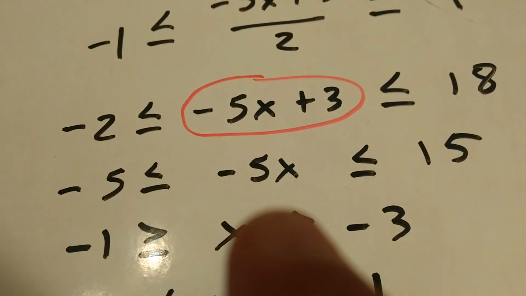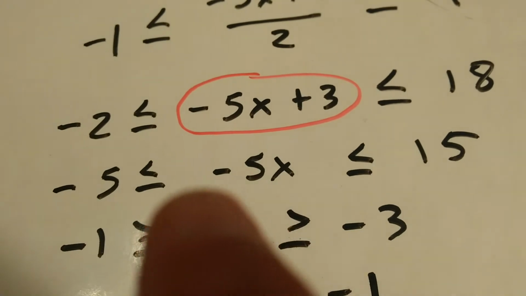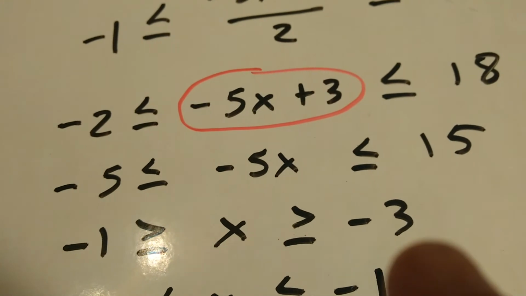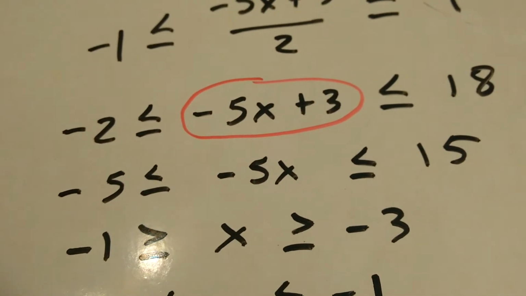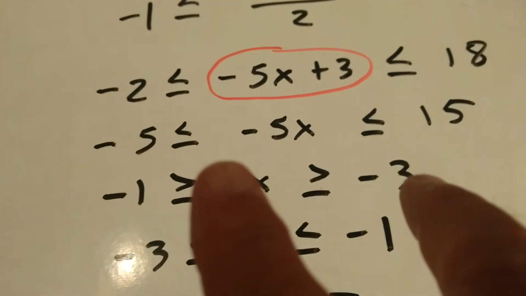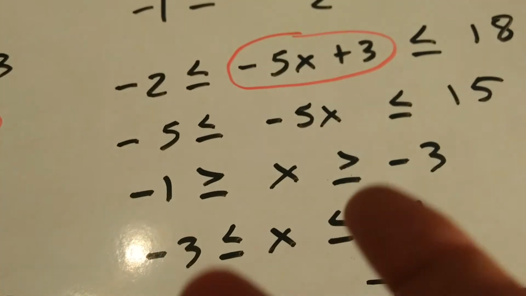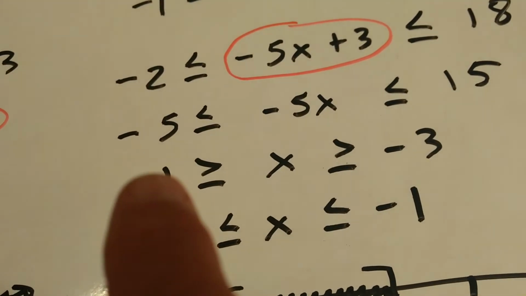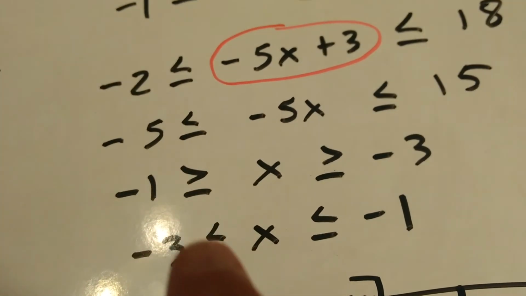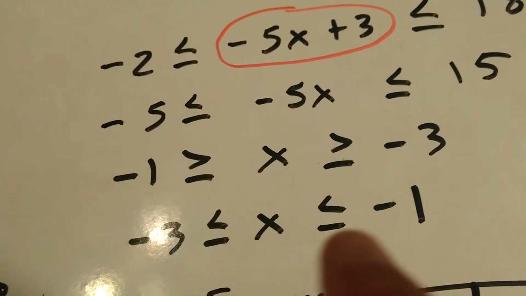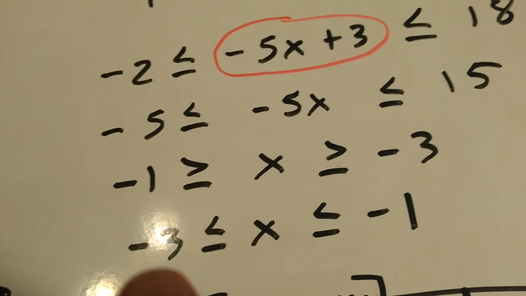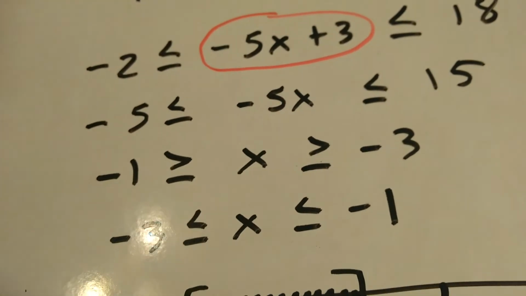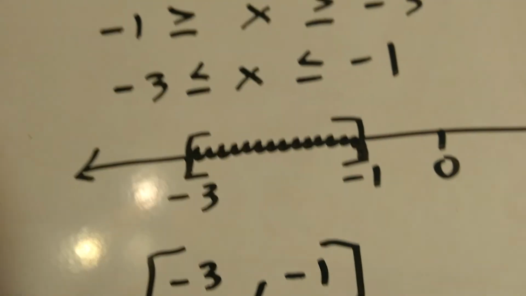Divide by negative 5. Remember, if I divide by a negative, I got to flip the sign. So this now becomes negative 1 greater than or equal to x, which is greater than or equal to negative 3. Negative 3 is a smaller value than negative 1, so when I take these two values and switch them, I've also got to flip the signs. So when I move the negative 3 over here and the negative 1 over here, I've got to flip this greater than or equal to, less than or equal to, less than or equal to. Now I'm in correct algebraic notation, going from my lesser value to my greater value. So it says negative 3 is less than or equal to x, which is less than or equal to negative 1.